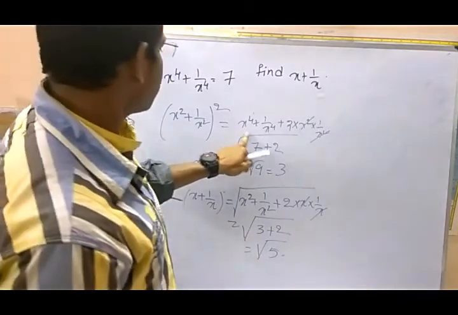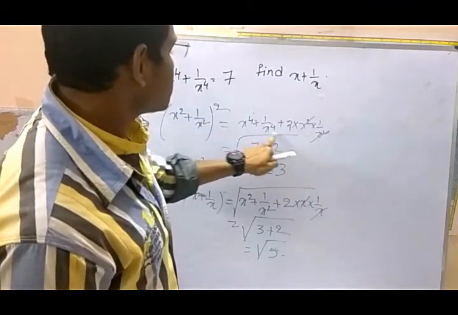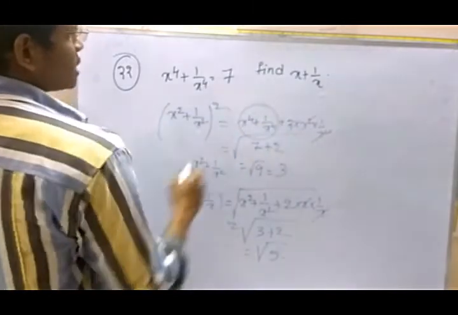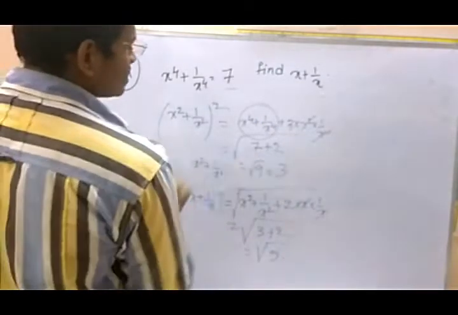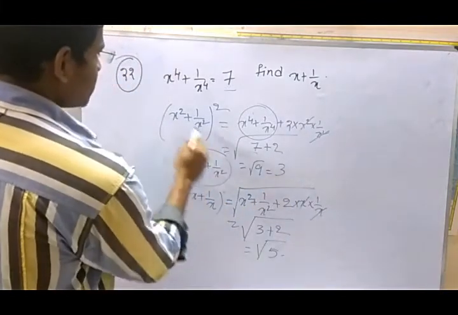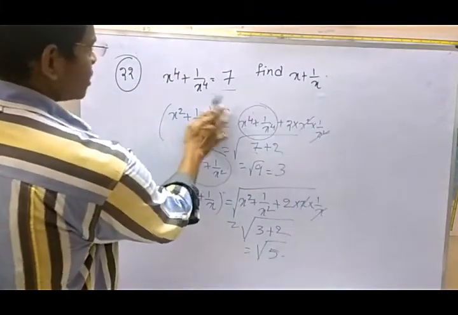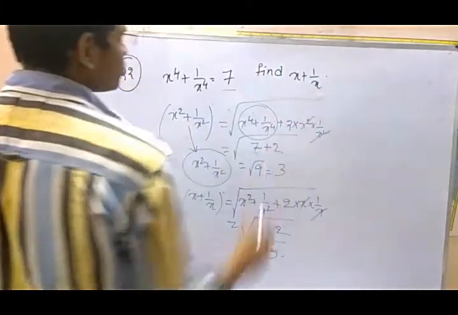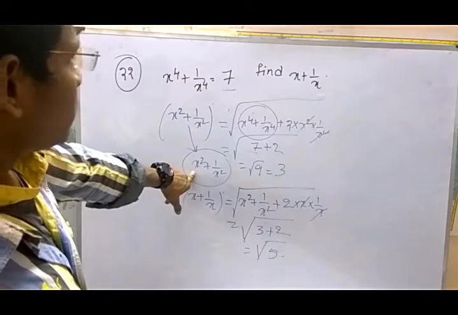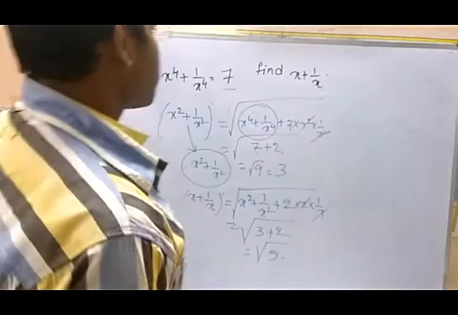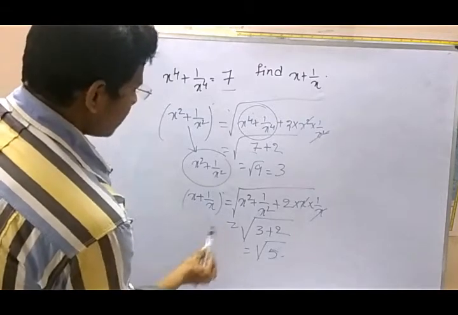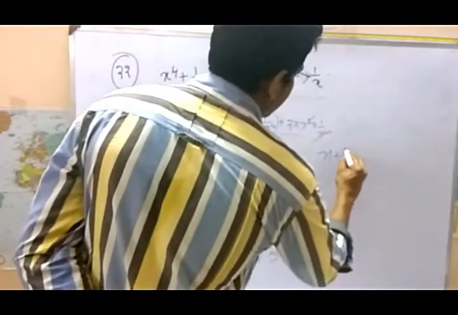So squaring on both sides, x square plus 1 by x square whole square is x power 4 plus 1 by x power 4 plus 2. So we got x power 4 plus 1 by x power 4 as 7. So keep here 7 plus 2, root 9, 3. This is x square plus 1 by x square. This will go this side and become root. But we require x plus 1 by x, so we need to do the square of x plus 1 by x.